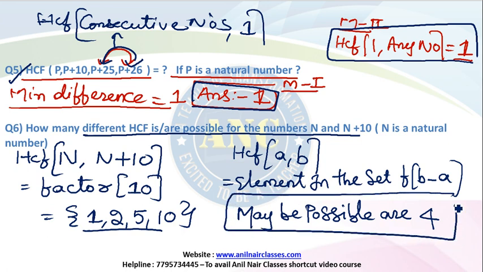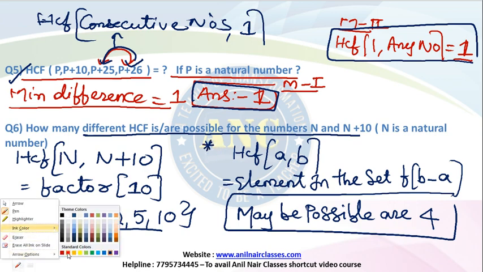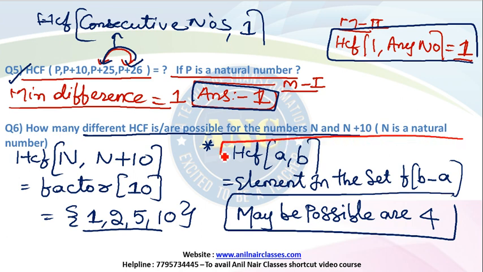Are you all with me? What is the concept that I am using in this question? The HCF of any two numbers is an element in the set of factors of B minus A. I hope the idea is clear.